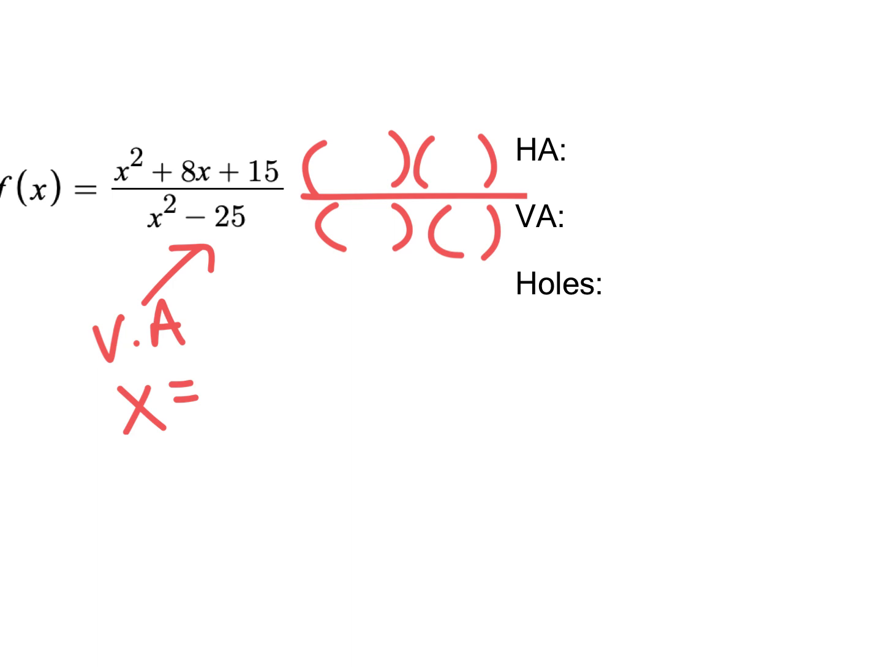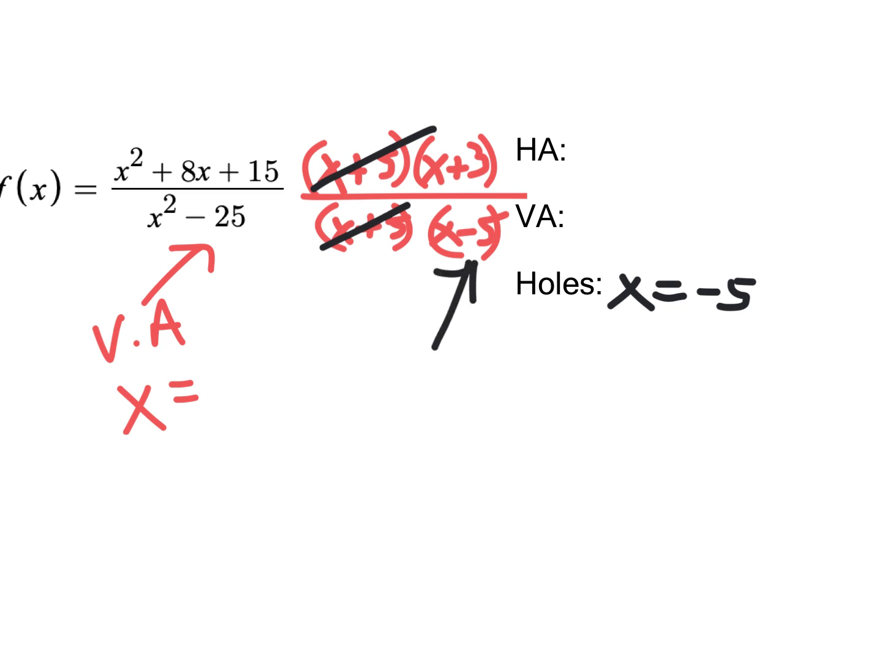Top factors to x plus 5 and x plus 3. You got it. Bottom factors to x plus 5 and x minus 5. Good. Something cancels. What cancels? x plus 5. And that makes a hole at x equals, be careful, -5. -5 is correct. The thing that's left on the bottom is a vertical asymptote, and that's at x equals 5.